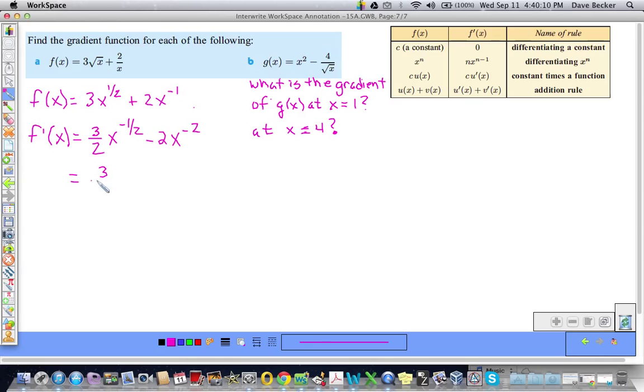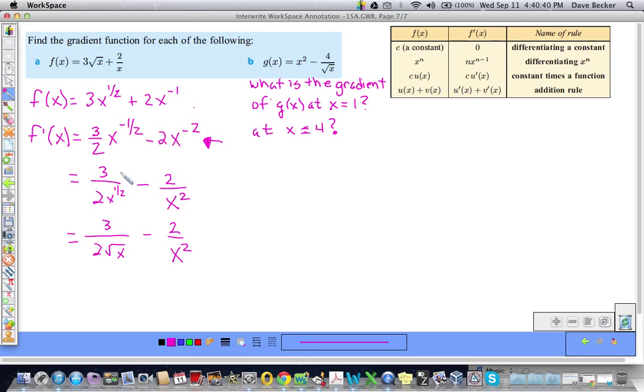So that's going to be 3 over 2x to the 1/2 minus 2 over x squared, which is equal to, I'm going to rewrite this as a radical, 3 over 2 root x minus 2 over x squared. And I know you're saying, do I have to do all this simplification? If you're asked to find the derivative, then this is a perfectly good answer, if that's all you're asked.